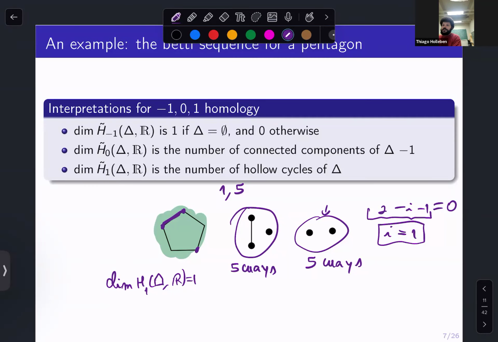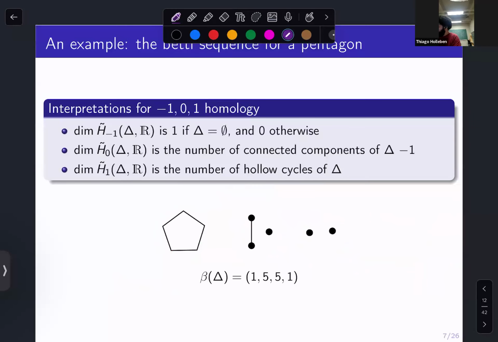If you do the same thing for the picture in the middle, the number of vertices, which is now 3, minus I, minus 1 is equal to, again, 0 because you have connected components. So now I is equal to 2. Since we also have 5 ways of doing that, we get a 5. And I won't do it, but for the pentagon, you get a 1 at I equal to 2. So the sequence that we have is 1, 5, 5, 1 for the pentagon.